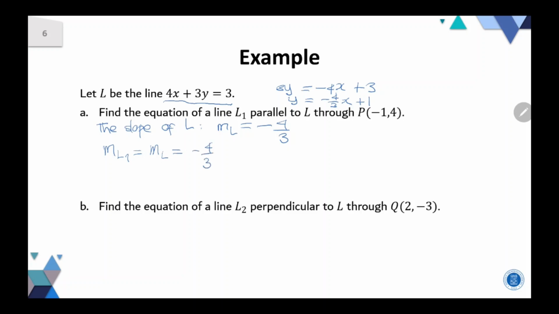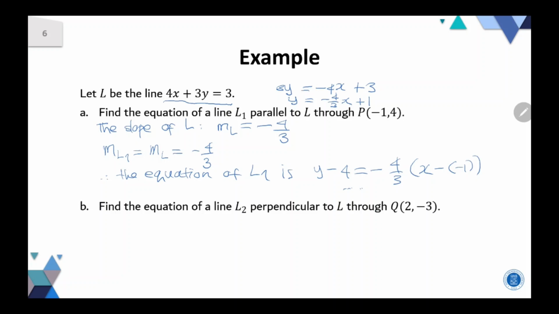And then we can use the point slope form to find the equation of the line L1. So we have the equation y minus 4 equal to m times (x minus 1). Now of course you can simplify this one. All right, so that's the first question.